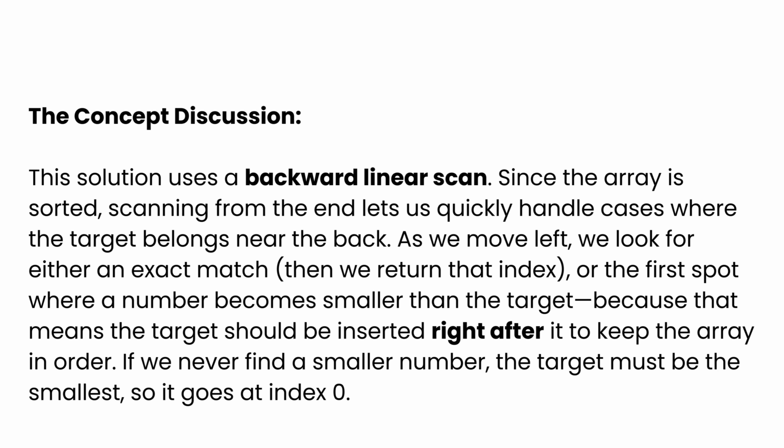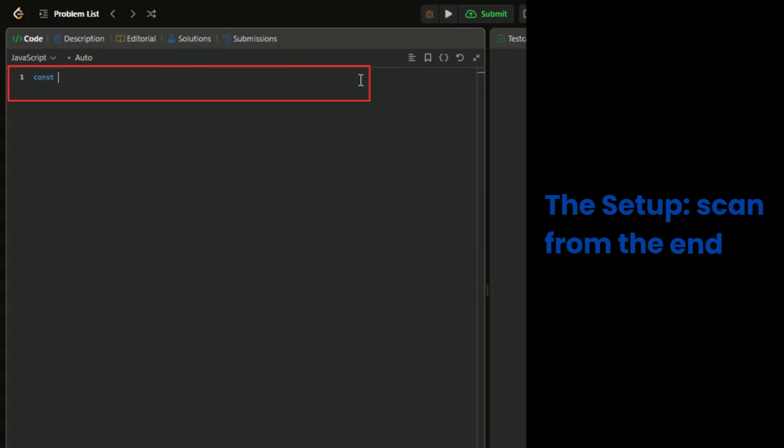That means the target should be inserted right after it to keep the array in order. If we never find a smaller number, the target must be the smallest, so it goes at index 0. We start from the last index and move backward. This direction is useful when the target is likely to be near the end. It can let us return quickly without scanning the whole array.